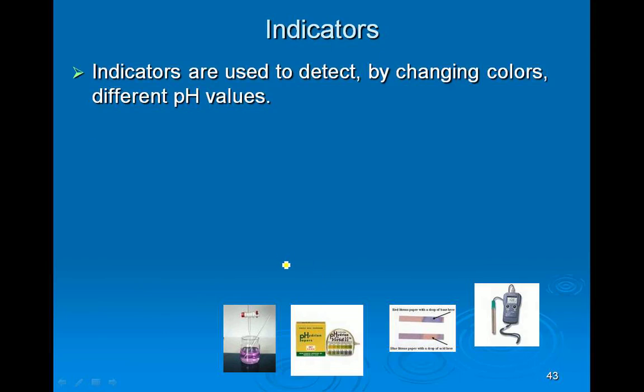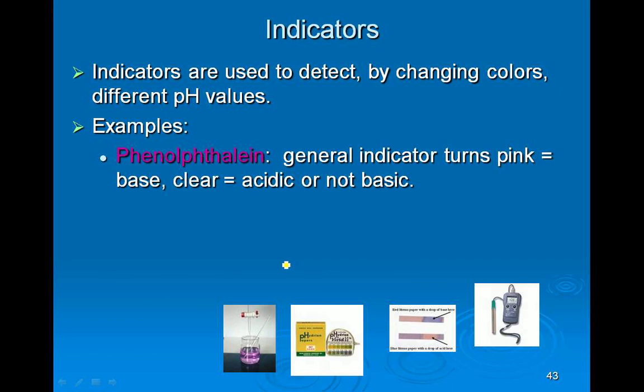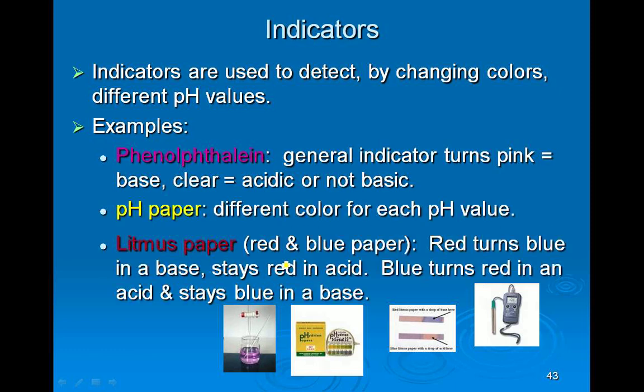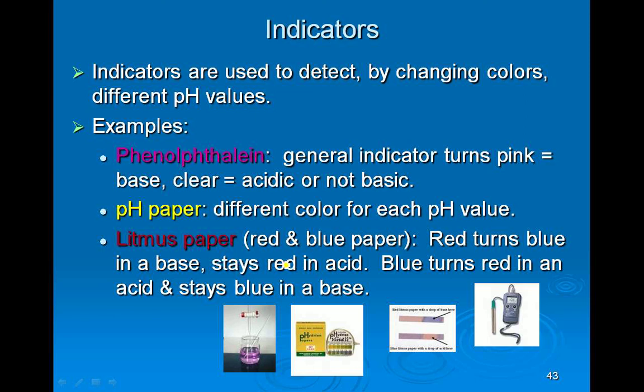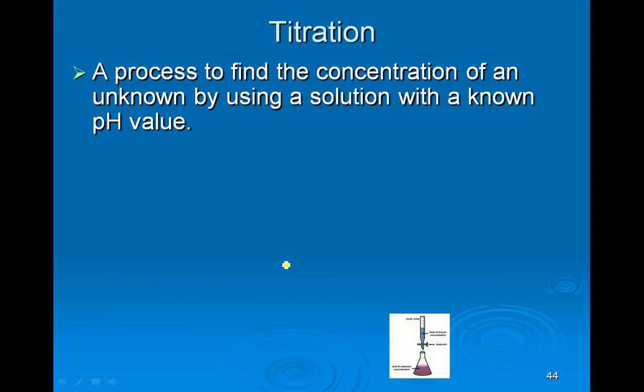Indicators. Indicators are used to detect by changing colors different pH values. There's some examples. There's phenolphthalein. There is pH paper, and there's litmus paper. Make sure you know about these. I do ask test questions on these, so read over them. And then you can use a pH meter.